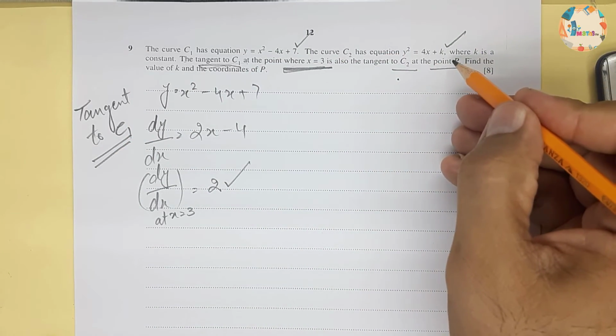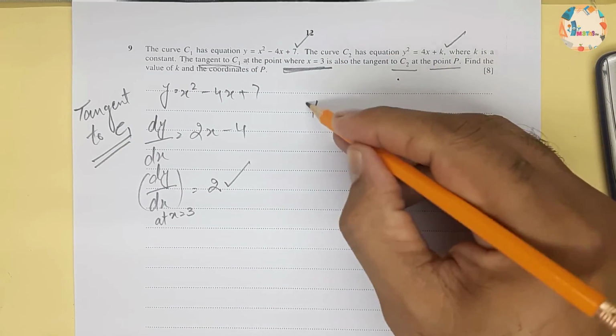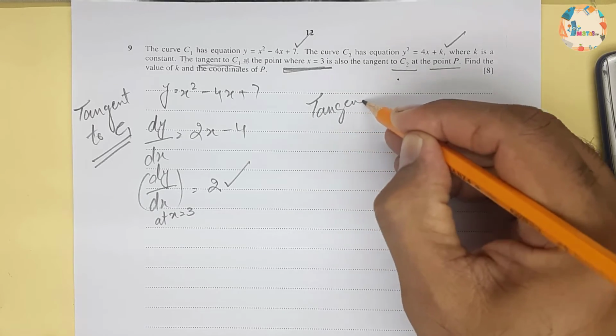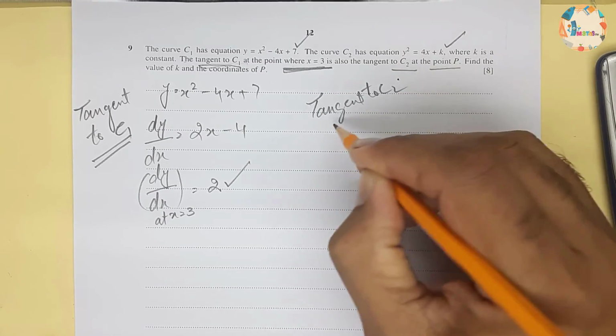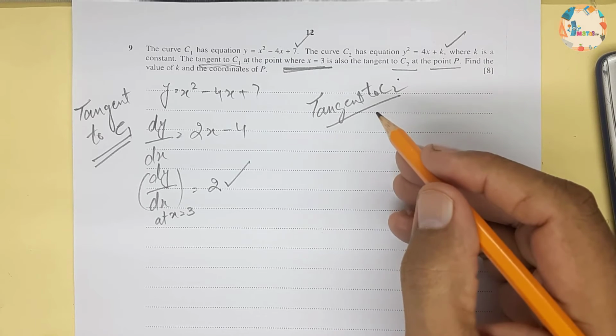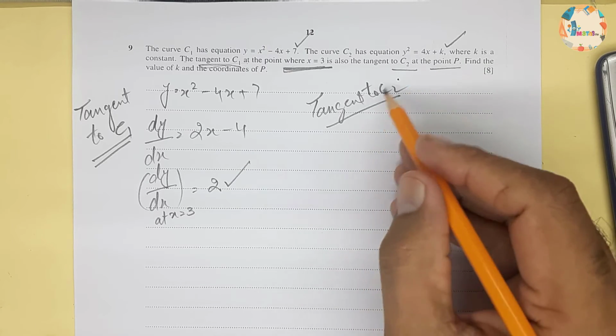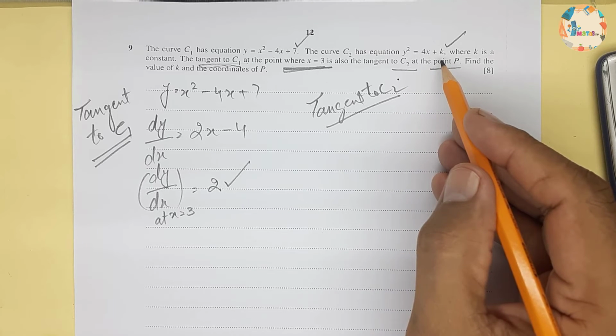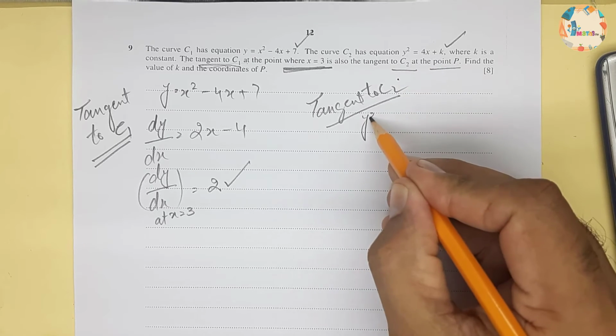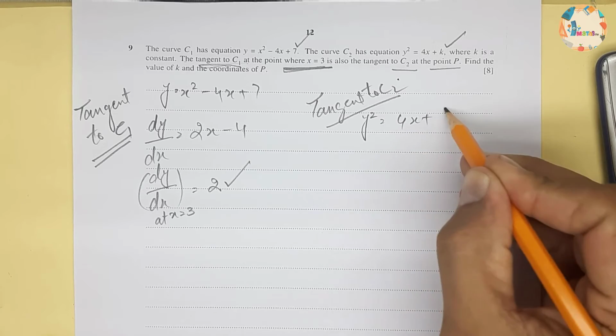Now the tangent to C2, we can solve here. For the tangent to C2, this is provided: y squared is equal to 4x plus k.